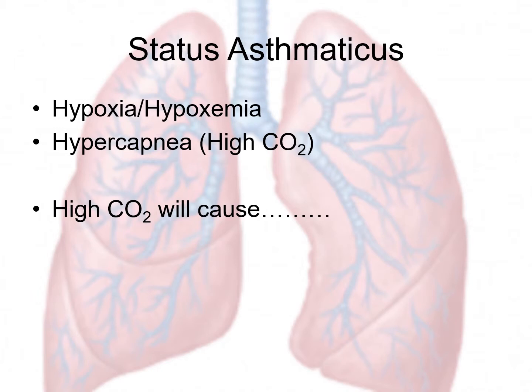So what would be the treatment? Well, the usual treatment is injectable epinephrine if you have someone who has status asthmaticus. So you have to get some bronchodilation. Unfortunately, you'll also get a pretty fast heart rate and some other side effects.